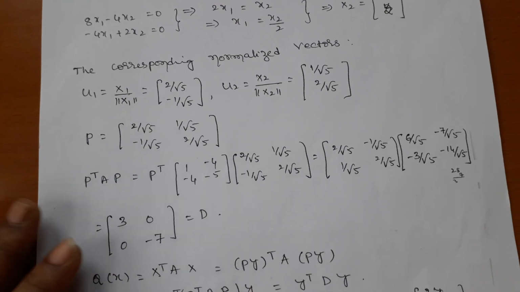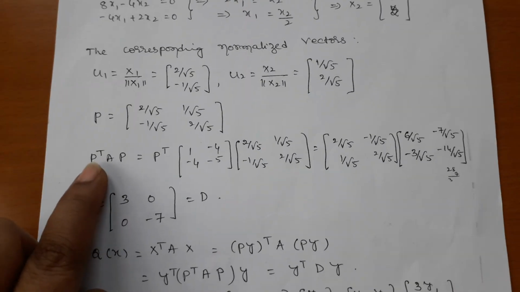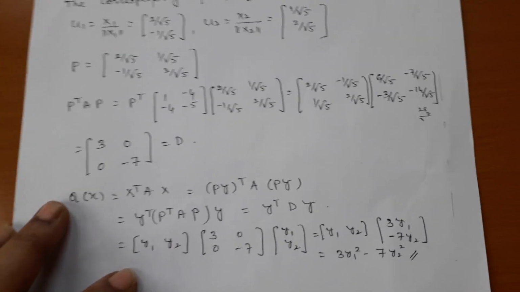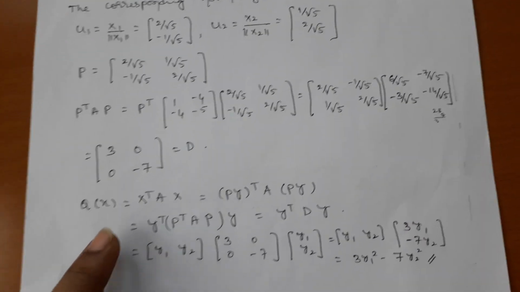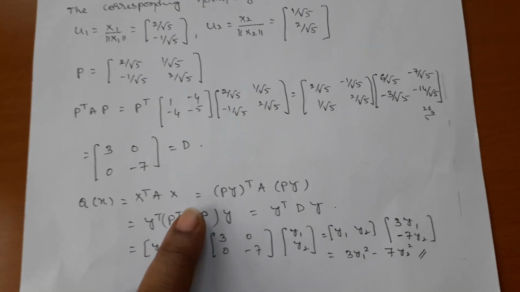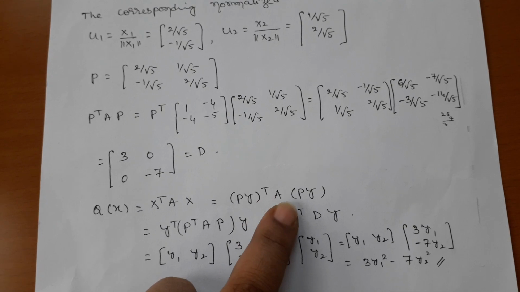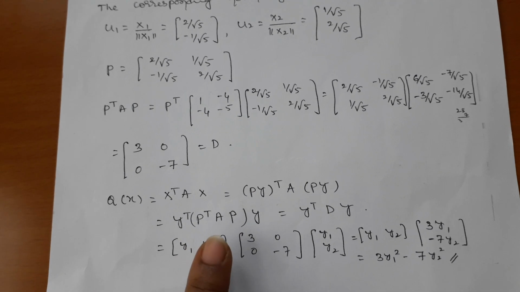You already know that whenever the given matrix is a symmetric matrix, how to diagonalize it. Same thing: multiply P transpose A into P. Finally, we get our resultant diagonal matrix whose diagonal values are the eigenvalues of A. What are the eigenvalues of A? 3 and minus 7. Okay, the next step is Q of x equals x transpose A into x. What is my x transpose? With x equal to P y, it is y transpose into P transpose A into P, times y.